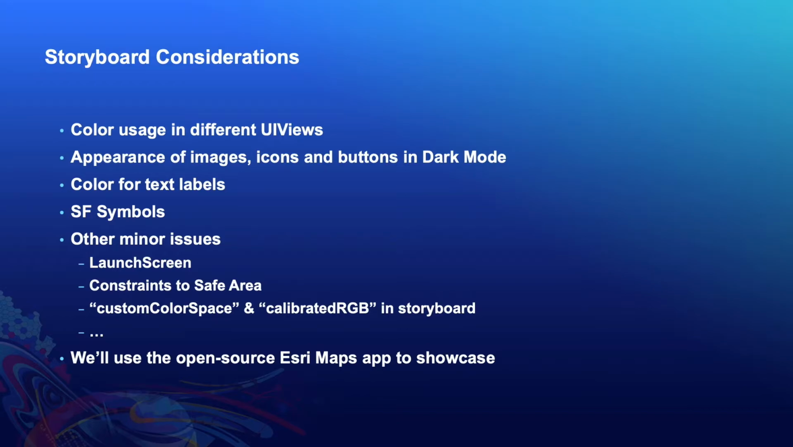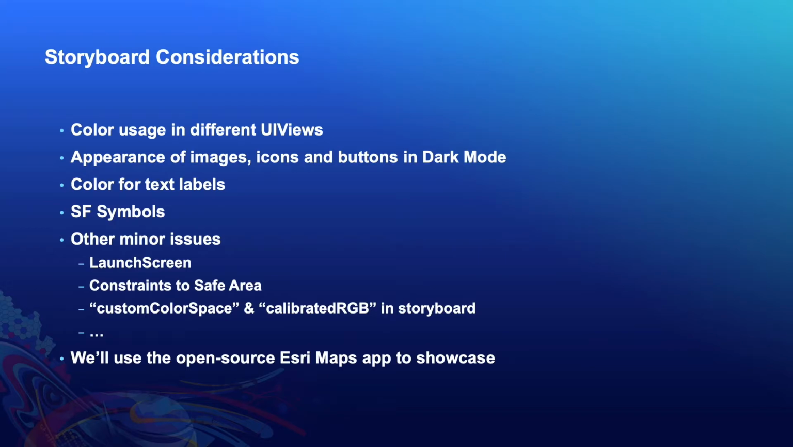In the storyboards where we drew the interfaces for this Maps app, there are several considerations that we should be aware of before we start making the adaptation. For example, we might want to focus on the color usage in different UI views, the appearance of images, icons, and buttons, and the color for text labels, as well as other considerations and inconsistencies you may spot when you first toggle your app to dark mode.